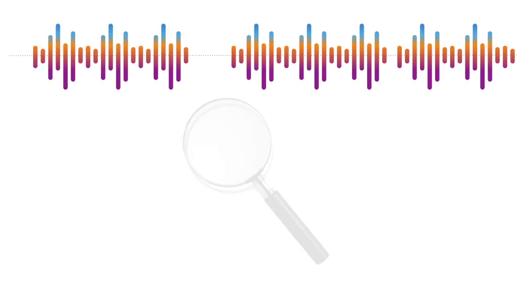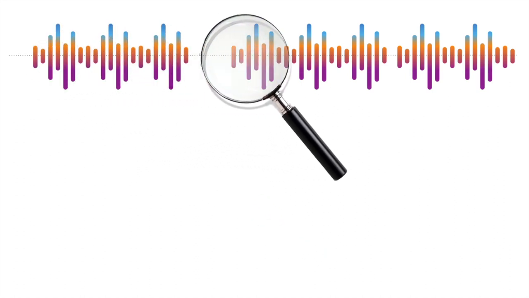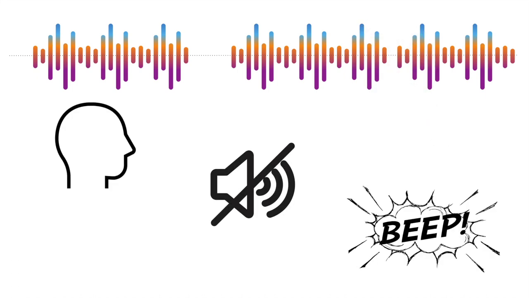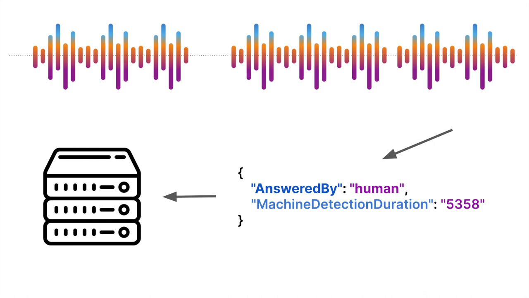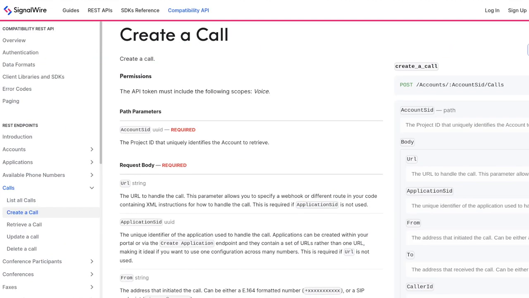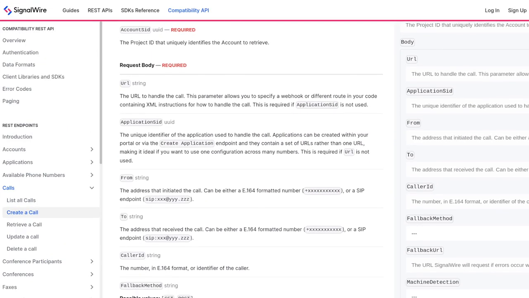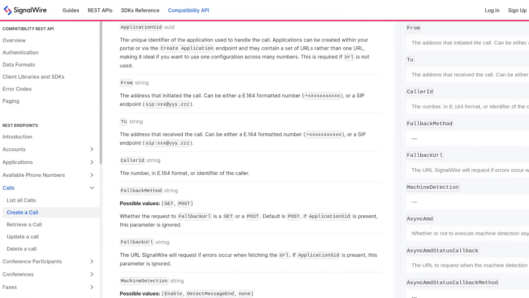Answering machine detection works a bit like a game of Guess Who. SignalWire analyzes the audio stream, looking for certain audio patterns, like typical human behavior answering a call, silence, or a beep, as well as the duration and frequency of those patterns, and returns a result you can use to change your call flow. To make a call with AMD using SignalWire's compatibility API, we use the Create a Call endpoint.